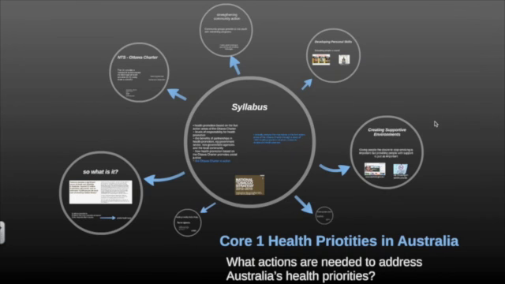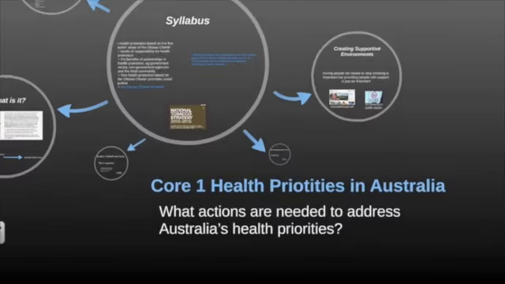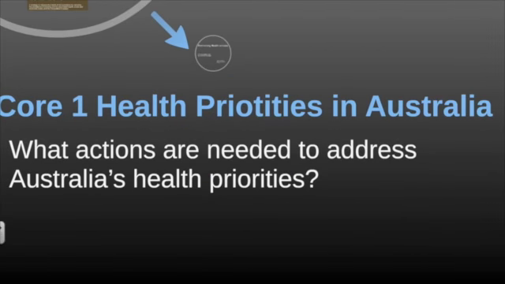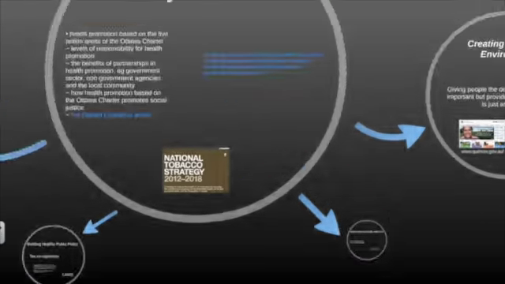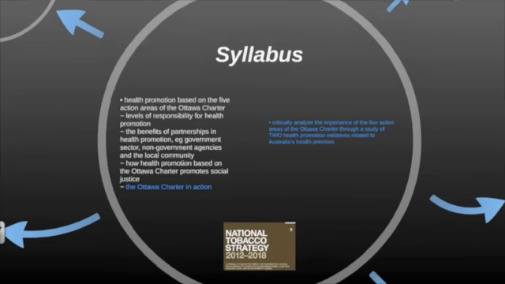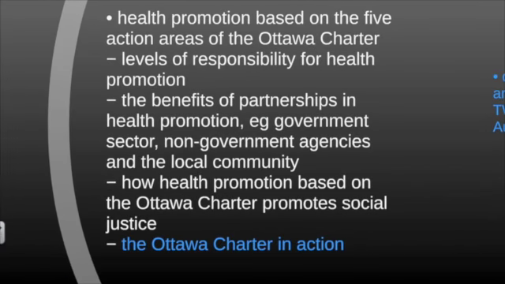This is Coach PDHPE with another Year 12 Core 1 video, Health Priorities in Australia. The key idea is 4, what actions are needed to address Australia's health priorities. And the syllabus I'm doing here is the Ottawa Charter, everybody's favourite.